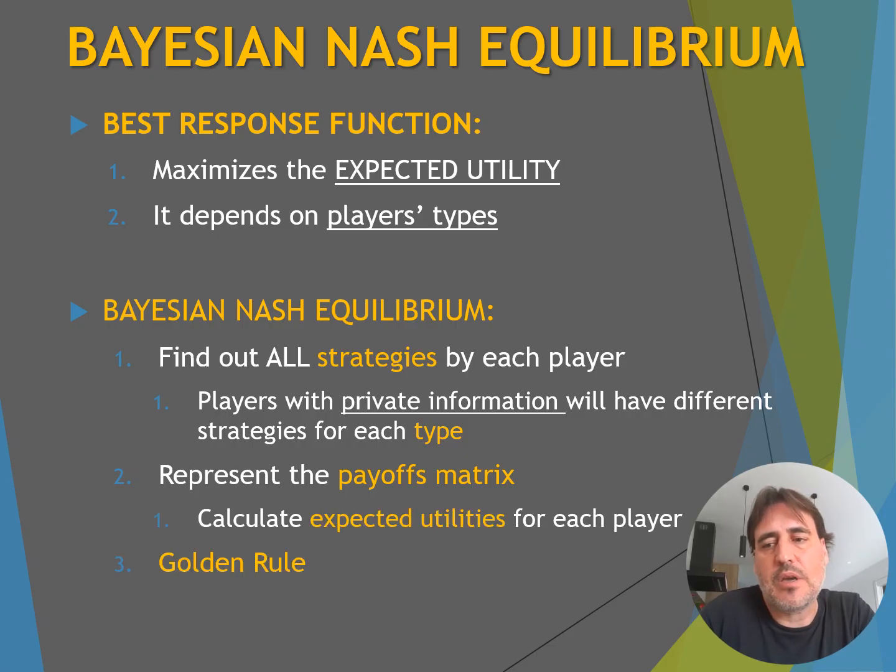From there, the same golden rule used with complete information can be applied. Look for each player's best responses by rows and columns, remembering that the player with private information can have as many best responses as types. Finally, the Bayesian Nash equilibrium will be the pair or pairs of strategies that are simultaneously best responses for all players at the same time.